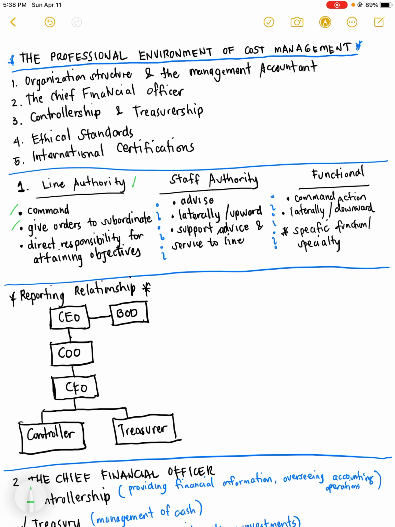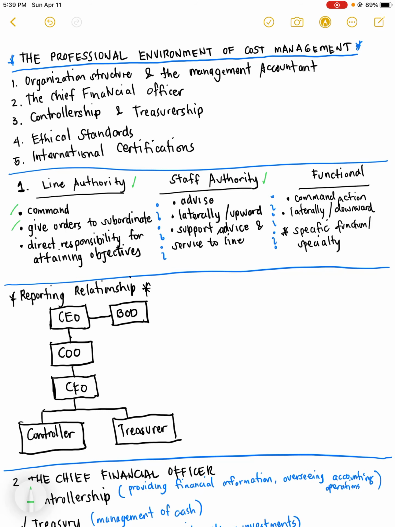Okay? The line managers are actually those which are directly responsible in attaining the objectives of the business. So for example, the objective is to make sales. Thus, the sales supervisor is considered to have line authority. On the other hand, when we talk about the staff authority, the function is actually to advise, and thus the flow is laterally or upward. The advice given by the staff manager or staff authority is to support, to give advice, to give services to the line department or to the line managers.